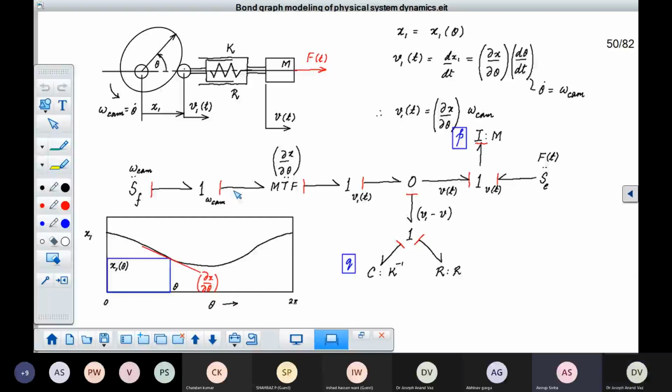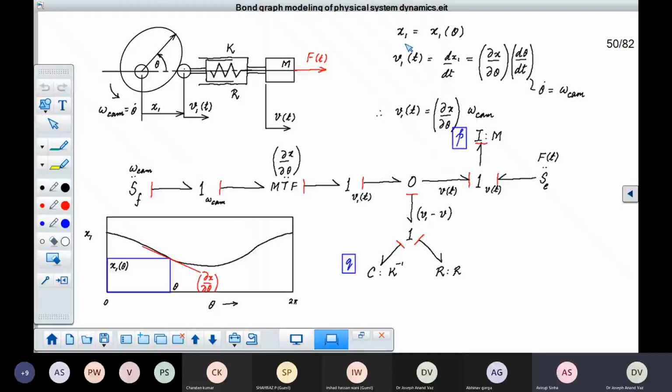So, if you open up the profile, it looks like this. You can plot how the distance x1 is going to change for the follower based on the profile of the cam. And if you relate the rate of change of this deformation to the angle of the cam, you will get this profile. And the slope of this, the partial derivative of x with respect to theta, that is the angle turned, is actually the slope of this curve.